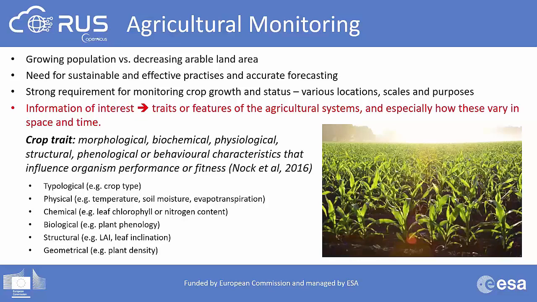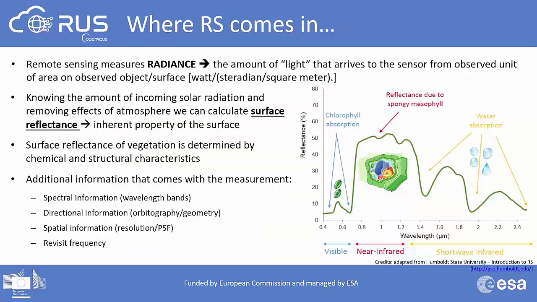The nature of these agronomic traits can be typological, such as, for example, crop type, physical, such as temperature, soil moisture or evapotranspiration, chemical, such as leaf chlorophyll or nitrogen content, biological, such as plant phenology, for example, structural, such as leaf area index or leaf inclination, and geometrical, such as, for example, plant density.